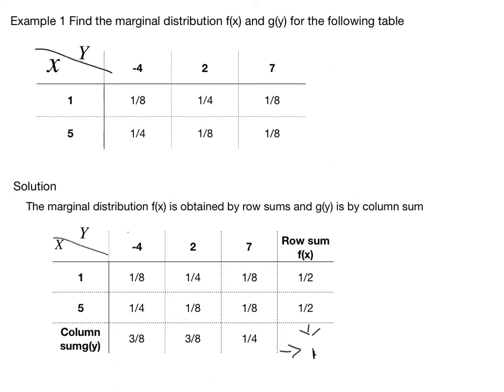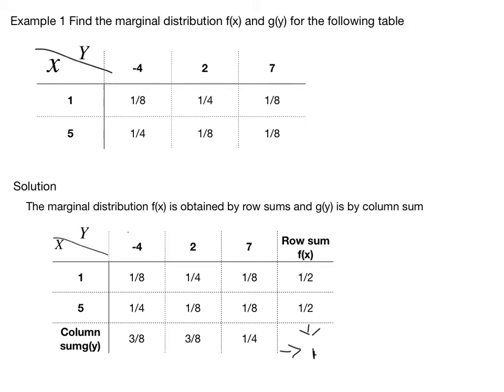Consider an example. Find the marginal distribution of f of x and g of y for the following table. The marginal distribution is obtained by forming the row sum and the column sum. So the above values are given.